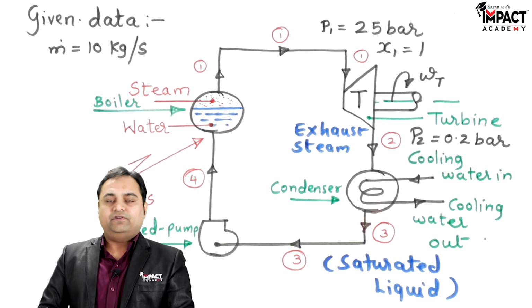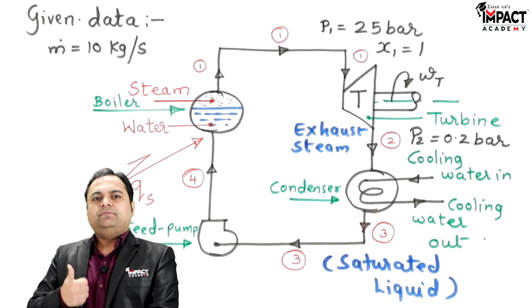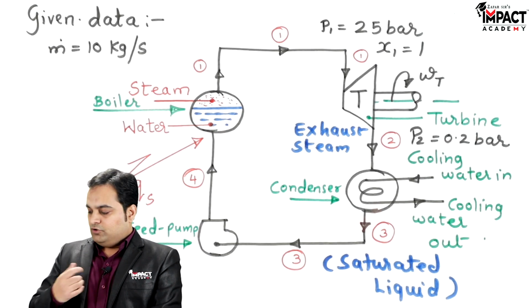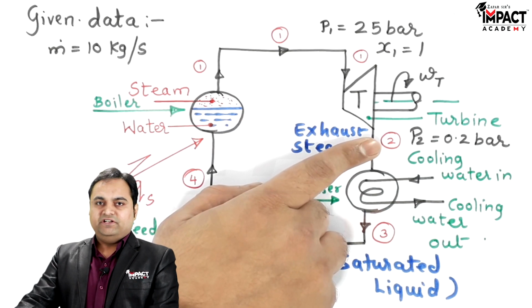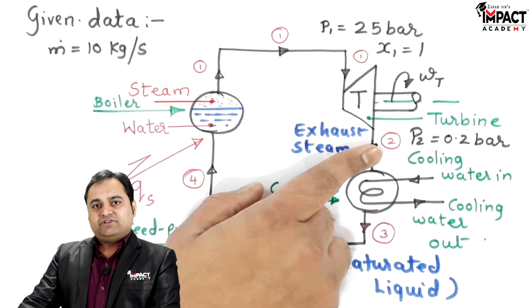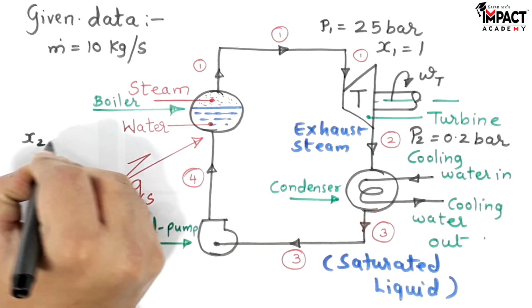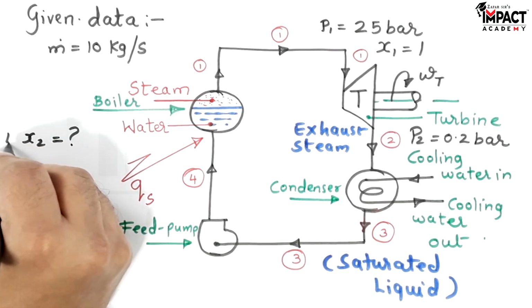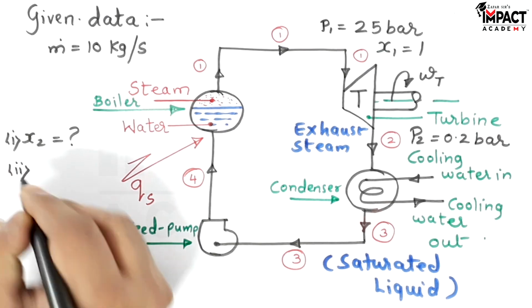So at the end of the expansion, that is at point number 2, we have to find the quality of steam. So whenever the quality of steam is given, steam are of 3 types: wet steam, dry steam and superheated steam. So if at the turbine inlet the steam is dry, at the exit it would be wet steam. So we have to find the quality by finding the dryness fraction of that steam. So we have to basically find out x2 over here, that is the dryness fraction, because that would be indicating the quality of steam at the exhaust from the turbine.